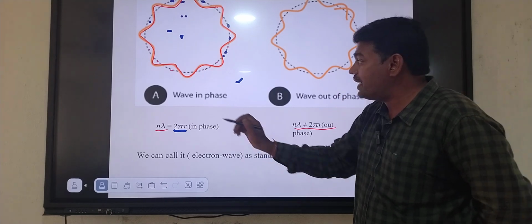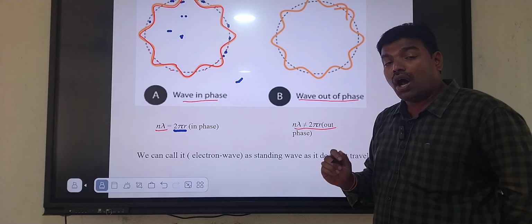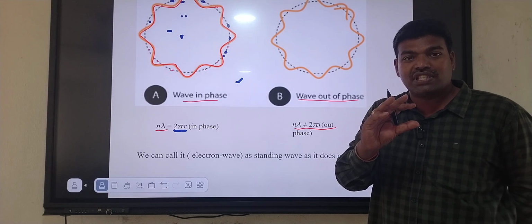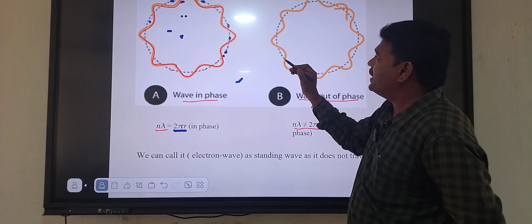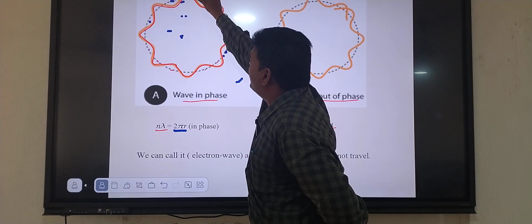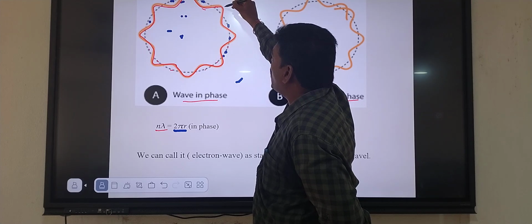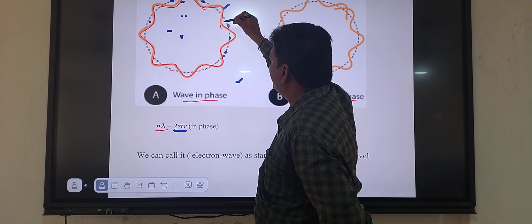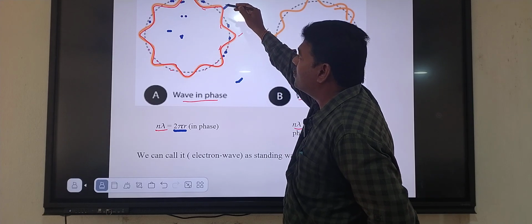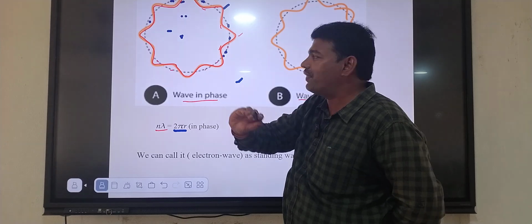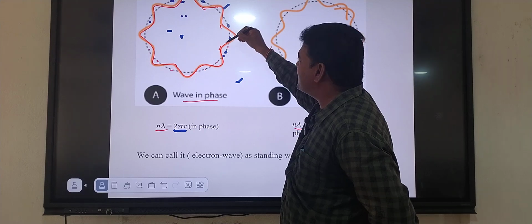Stationary wave in phase and stationary wave out of phase. How can we differentiate the wave which is in phase and which is out of phase? For example, this is the wave, and this is called crest, and this is called trough. This is crest, this is trough. We can observe consecutive crest, trough, crest, trough, crest, trough.